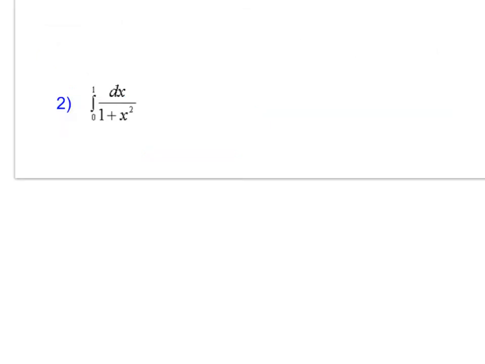Go ahead and write down our second example. This one's a definite integral, so I've got the antiderivative from 0 to 1 of dx over 1 plus x squared. So I just make a quick check here and say, can I do a u substitution? Trying to do a u substitution, I would let u be equal to 1 plus x squared. But the derivative of 1 plus x squared is 2x dx, and I don't have a 2x dx, nor can I multiply by it. So instead, I'm going to use this new method.